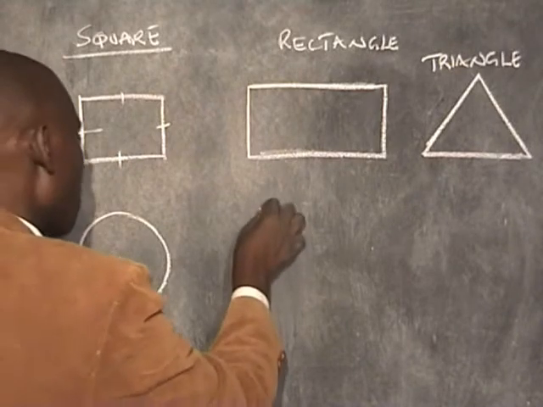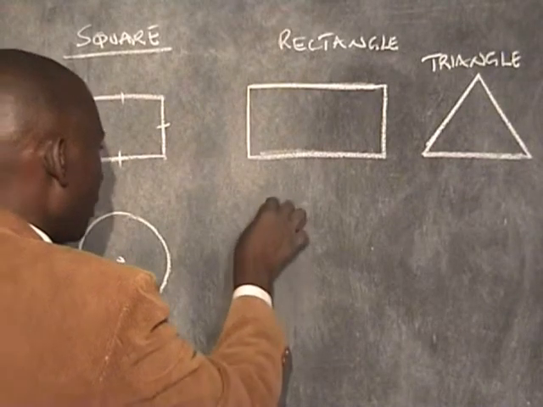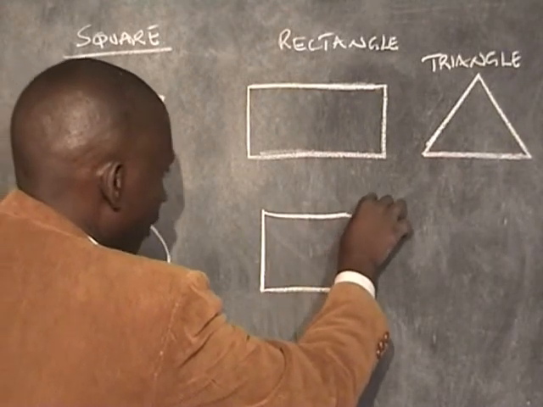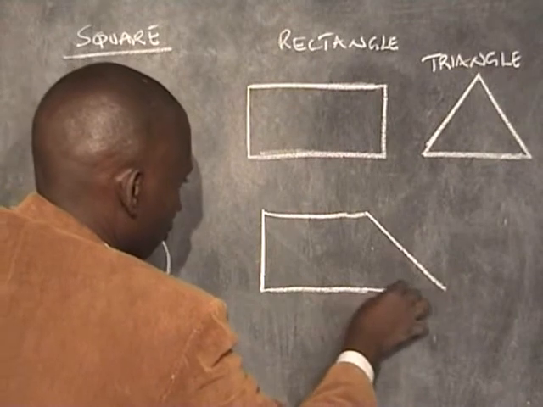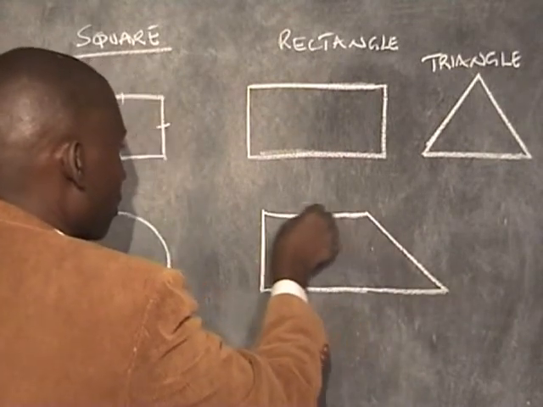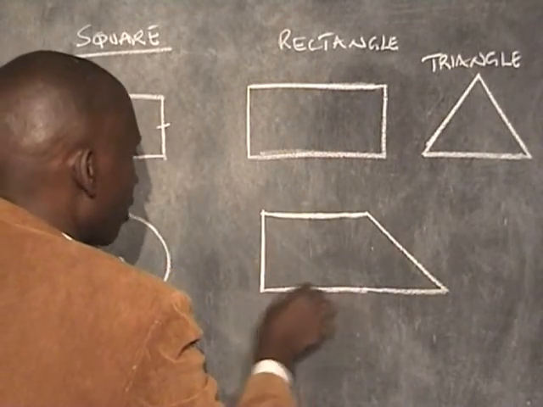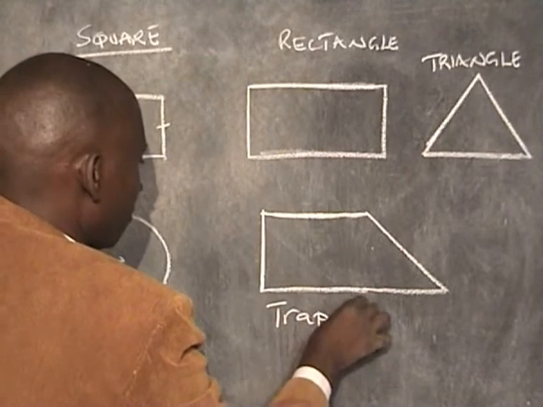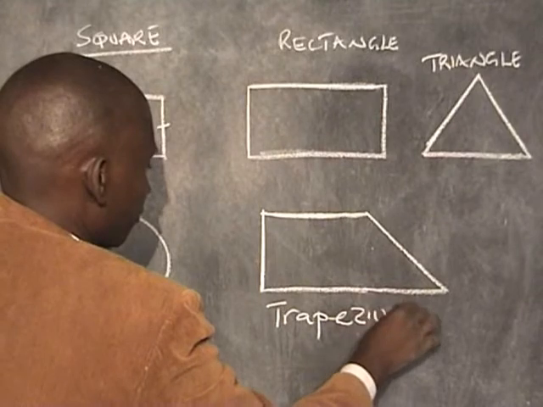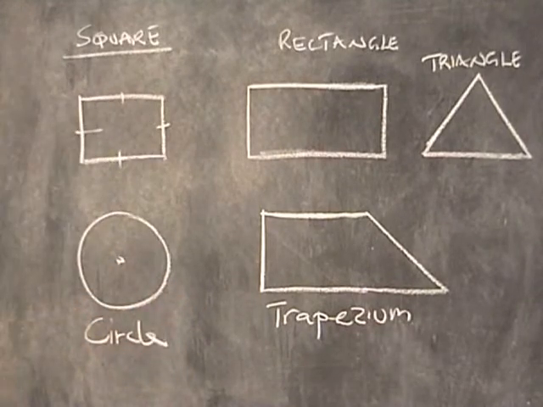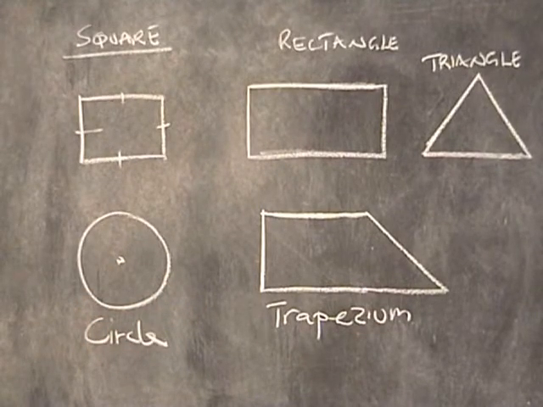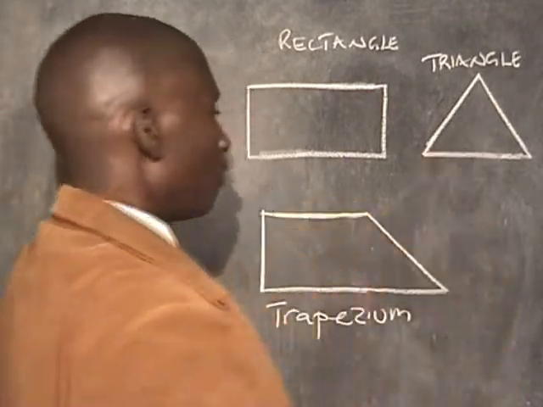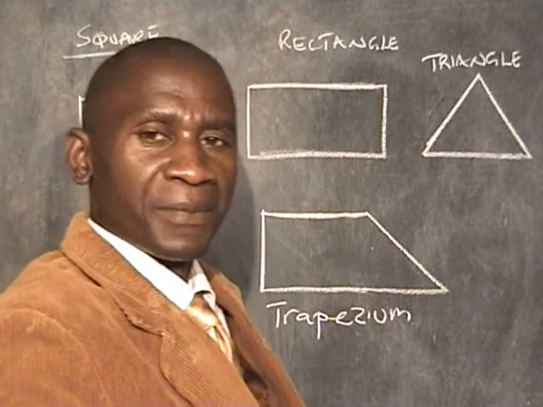Let us look at another shape. If we join a rectangle and a triangle, we get a shape called a trapezium. This is a trapezium. Now, if you look at the triangle, the triangles are of different types.